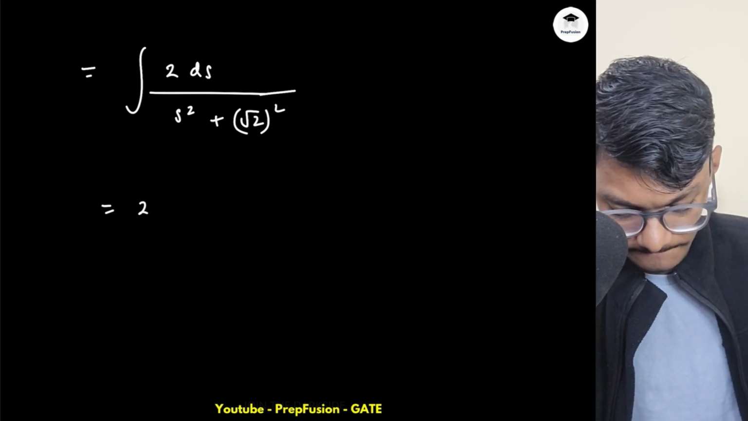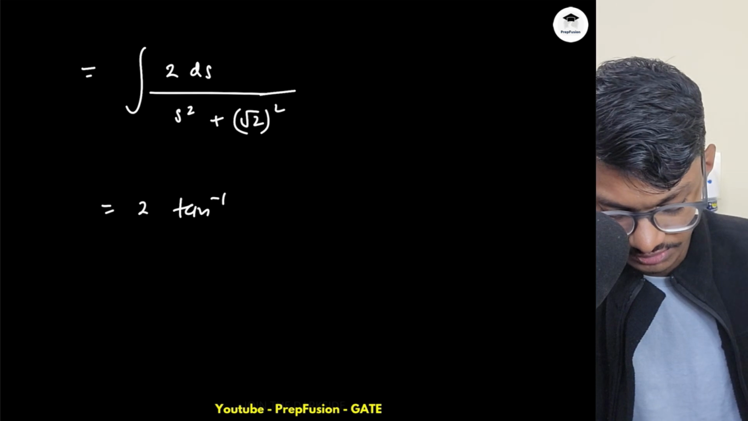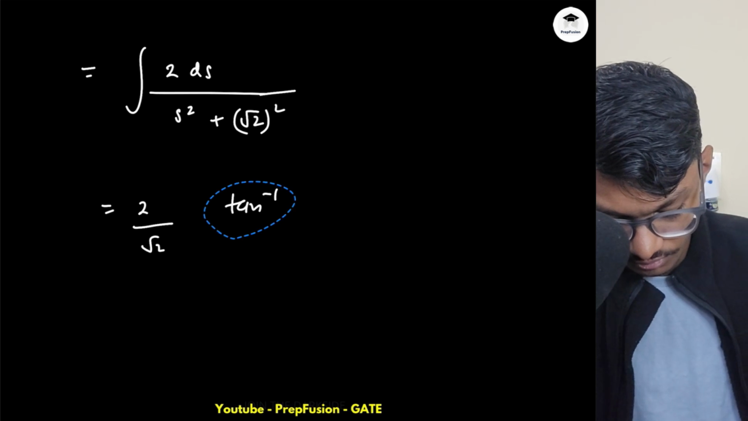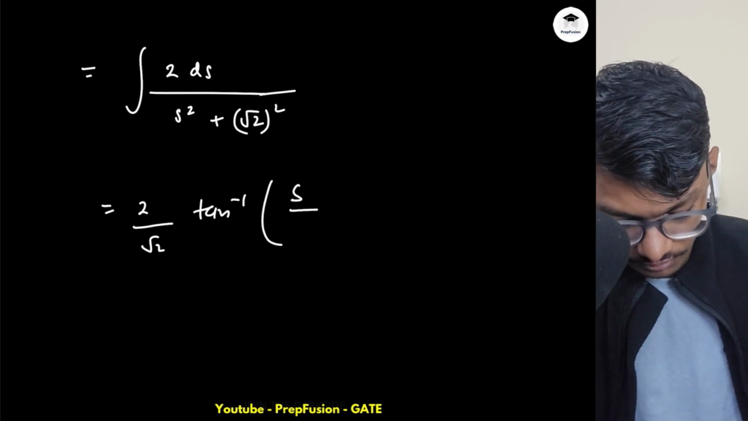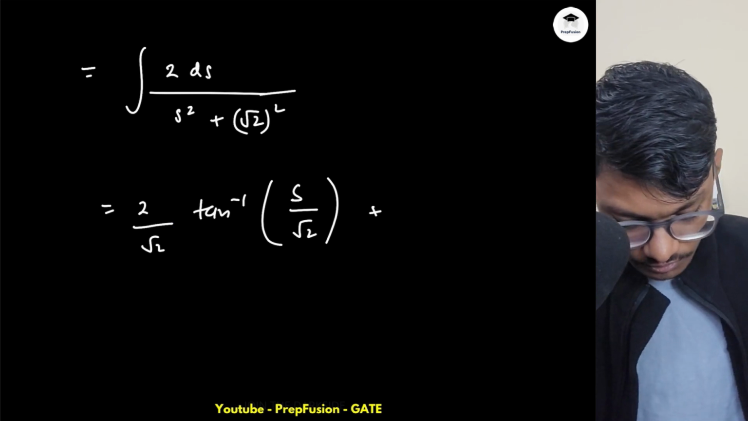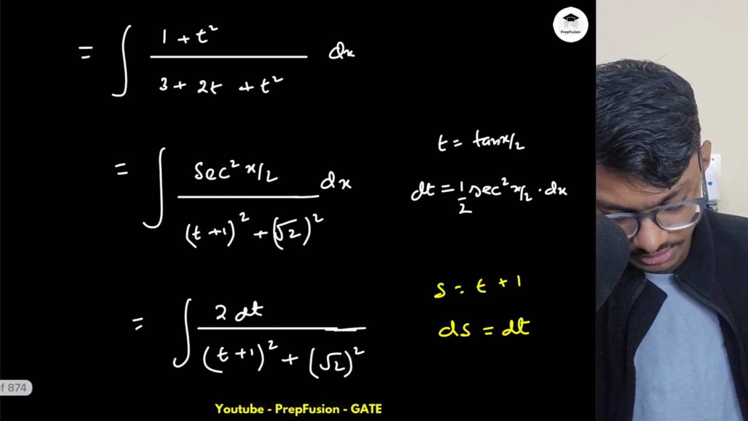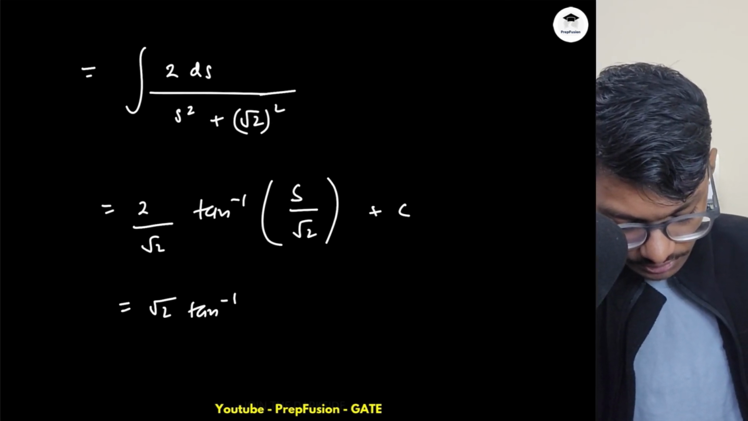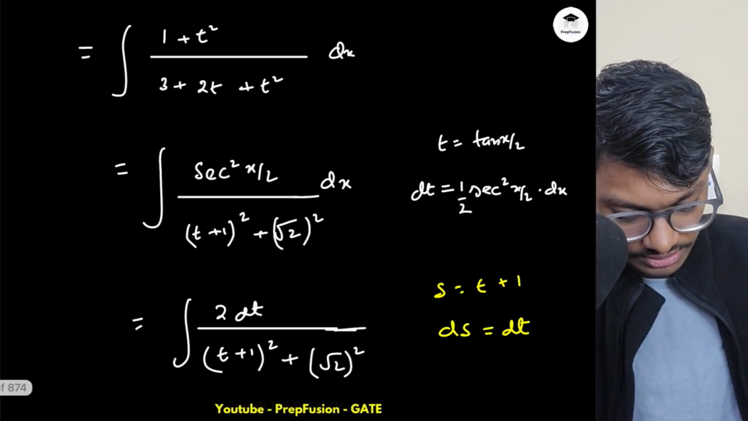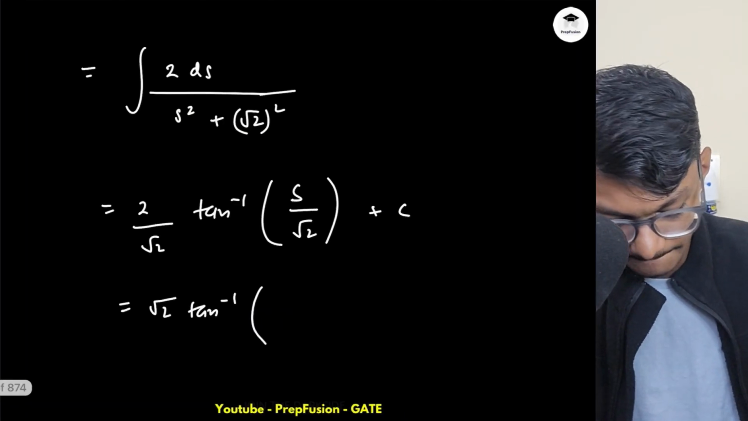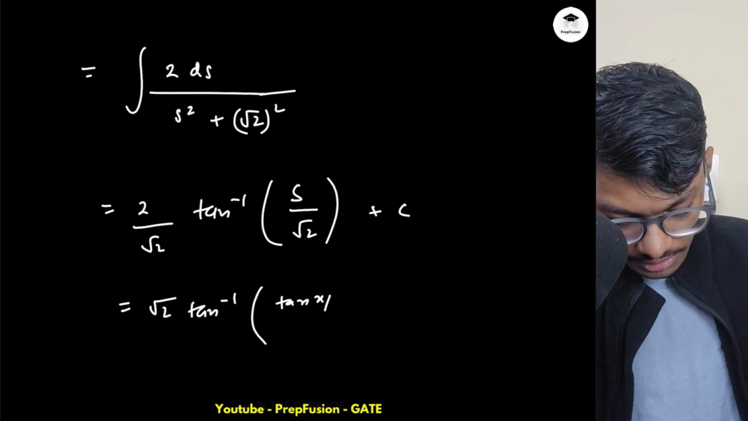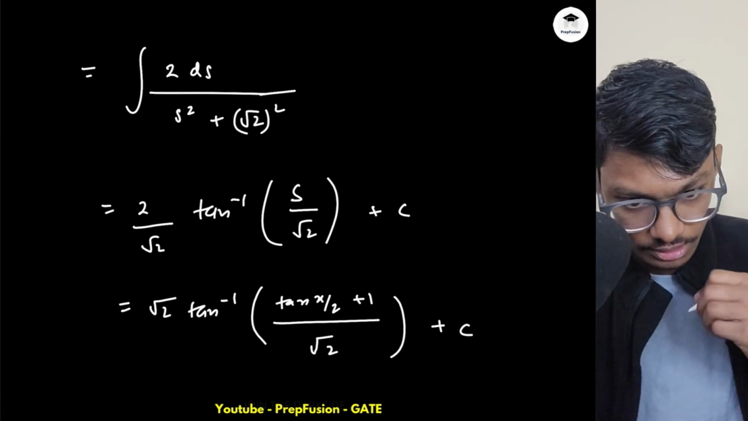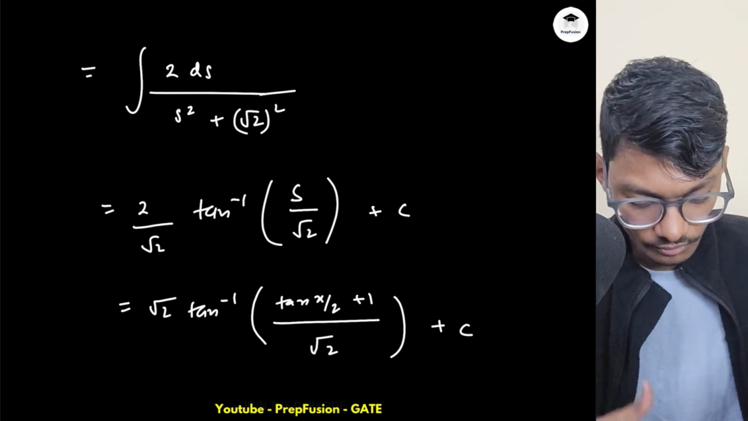So this will be 2 tan inverse of x by a, right? So this will be 2 into 1 over under root 2 tan inverse of s by under root 2 plus c. So you can directly replace, this is under root 2 only, under root 2 tan inverse, what is s? s is equal to t plus 1, and t is equal to tan x by 2. So it will be tan x by 2 plus 1 divided by under root 2 plus c. Okay, so yeah, this will be your answer to this question.